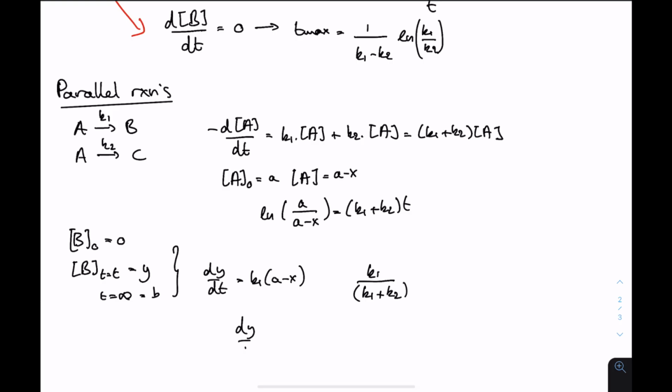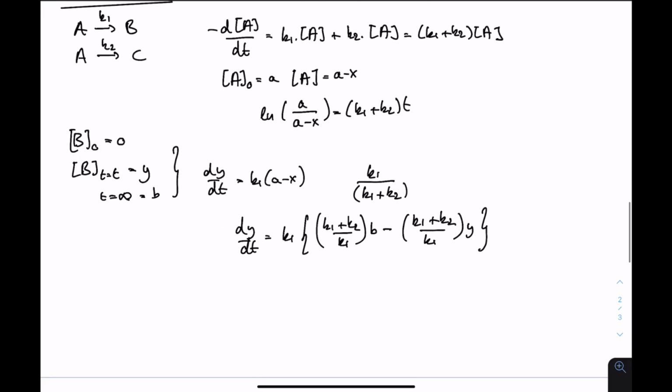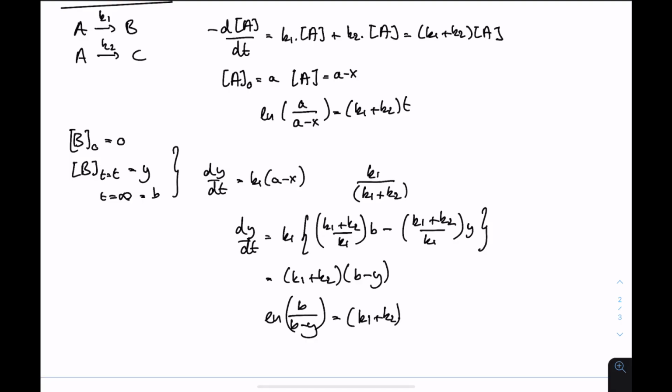So we have dy/dt is K1 times K1 plus K2 over K1 times B minus that times Y, which is K1 plus K2 times B minus Y. So integrated, ln B over B minus Y is K1 plus K2 times time.